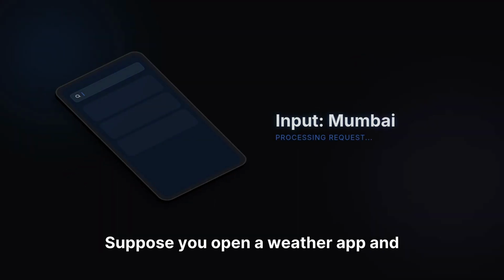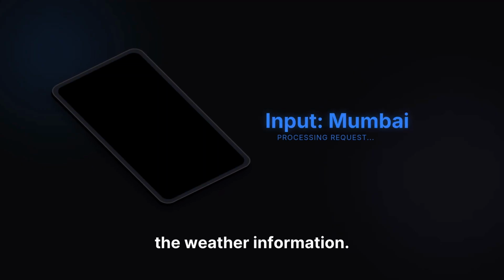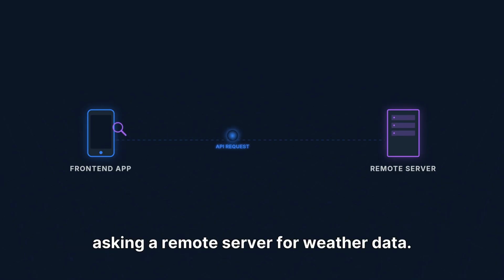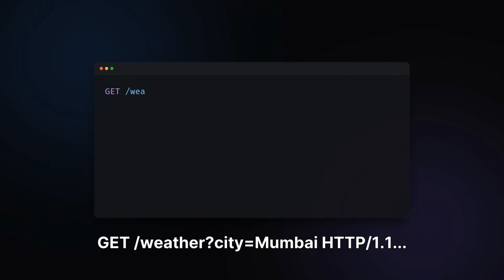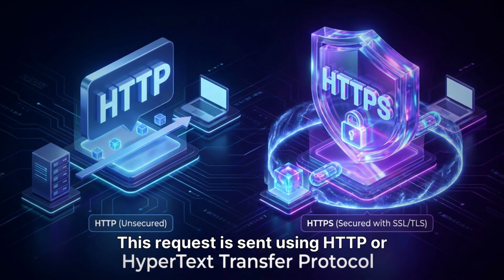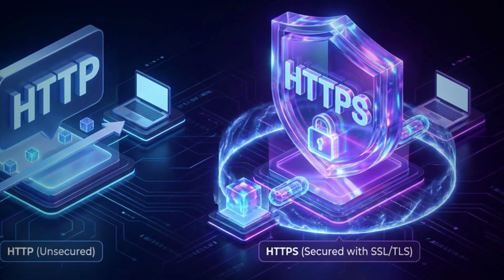Suppose you open a weather app and search for Mumbai weather. Initially, the app itself does not know the weather information. The front-end application creates an API request, asking a remote server for weather data. That request usually looks something like this. GET /weather?city=Mumbai HTTP/1.1 Host: api.weather.com.